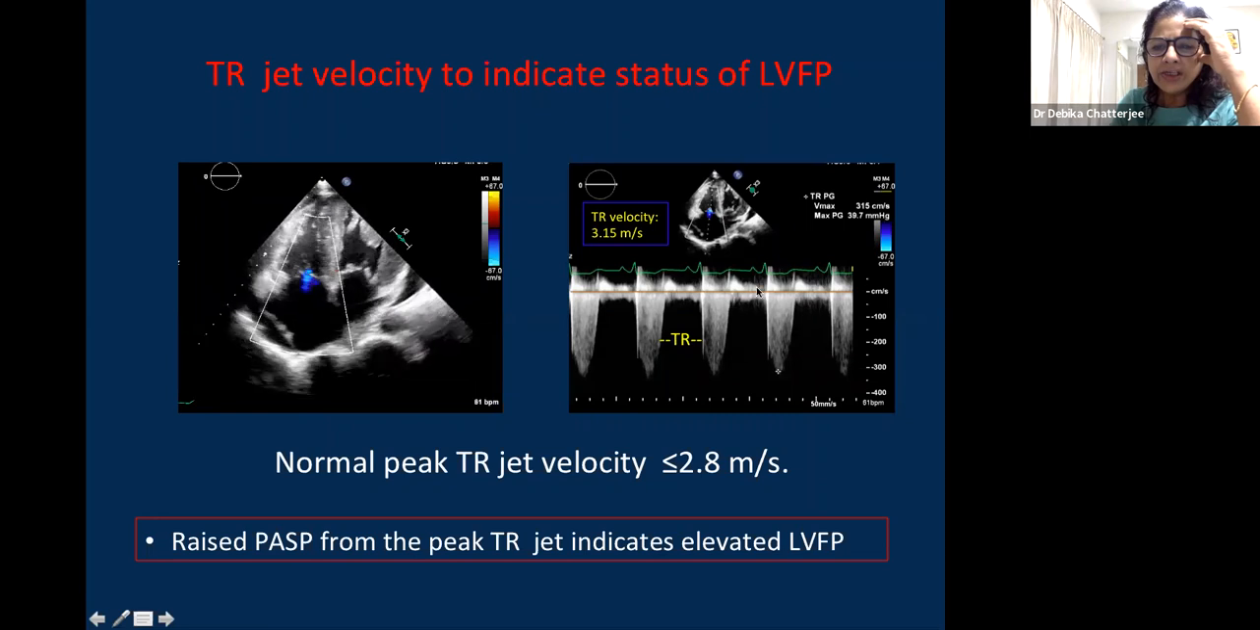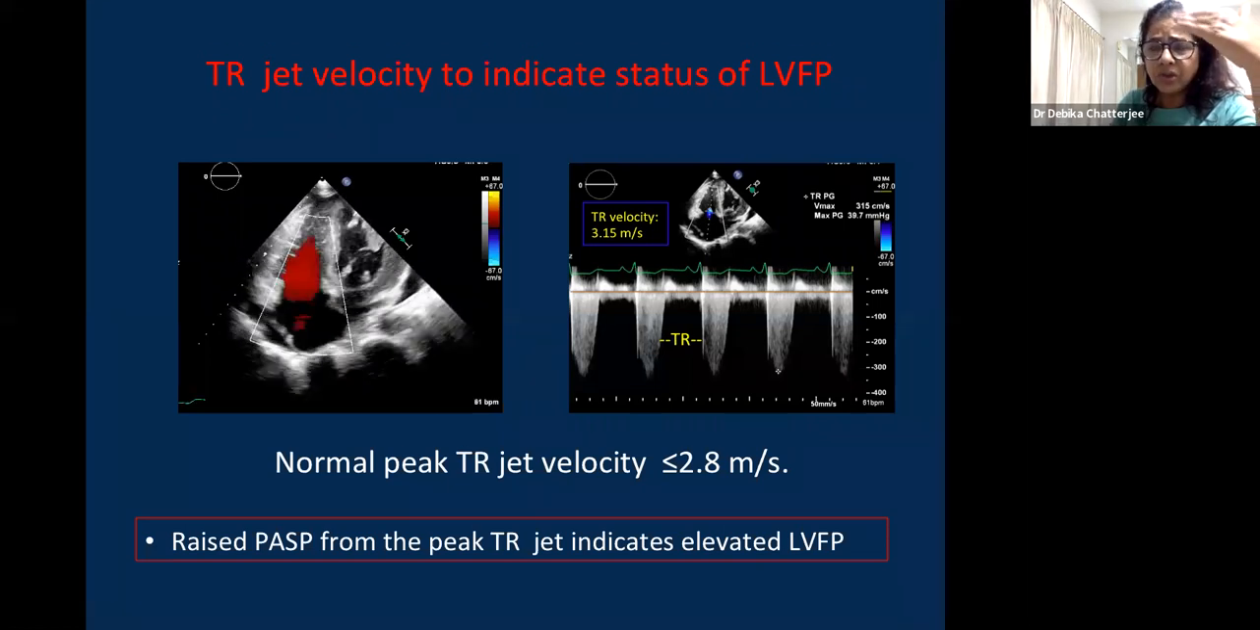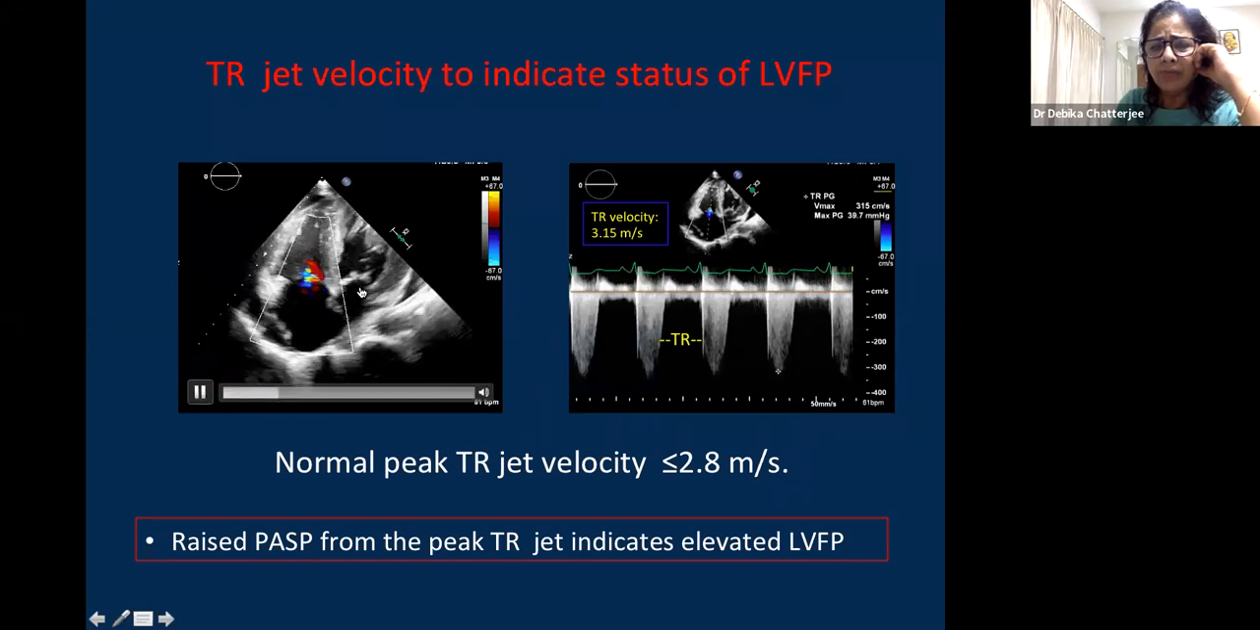TR jet gradient is the pressure difference between the RA and RV. So if we add RA pressure with the TR jet, we get the RV systolic pressure, which is equivalent to the pulmonary arterial systolic pressure in absence of pulmonary valve stenosis. So for knowing the RA pressure, we look at the IVC, and that I will tell you in another class.